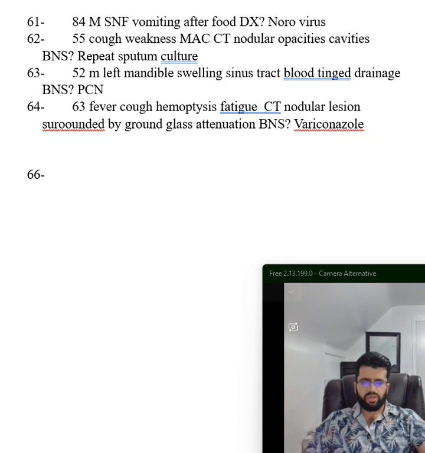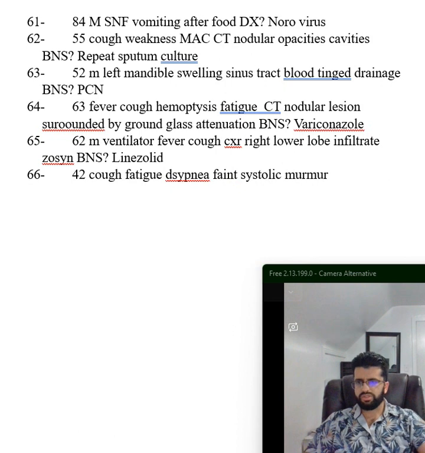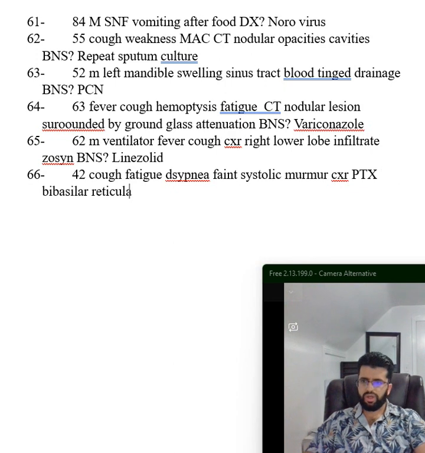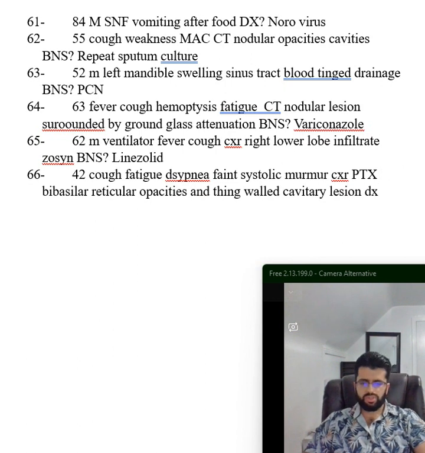Okay, now we got another case. Someone who's 42 came in with cough, fatigue, dyspnea on exertion. There is a faint systolic murmur, hyperresonance to percussion on the right side of the chest. Okay, and then you do chest x-ray, you see right-sided pneumothorax, and bibasilar reticular opacities, and thin-walled cavitary lesion. And they ask you what is the diagnosis.